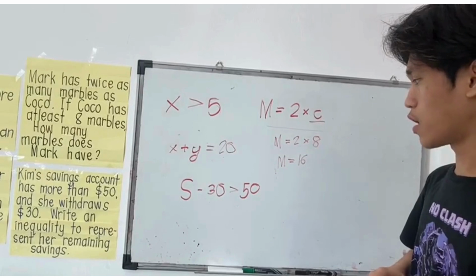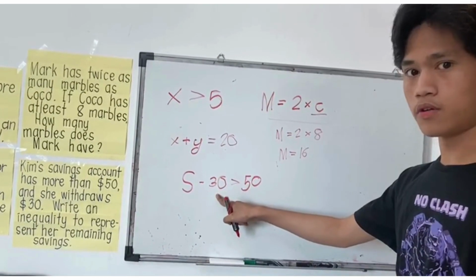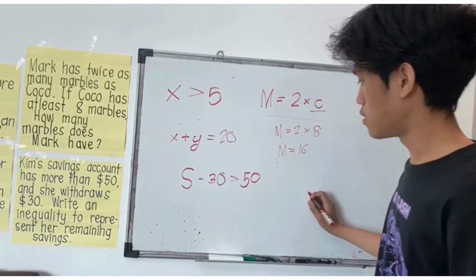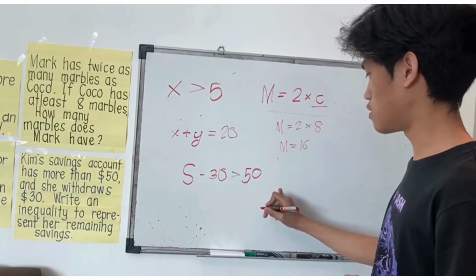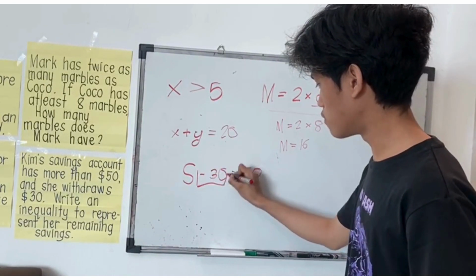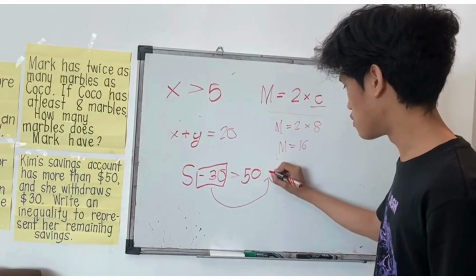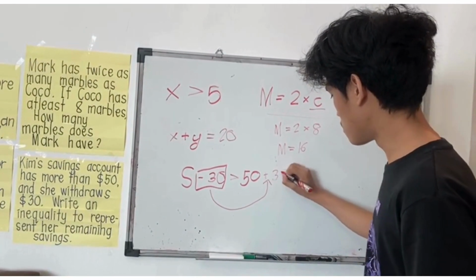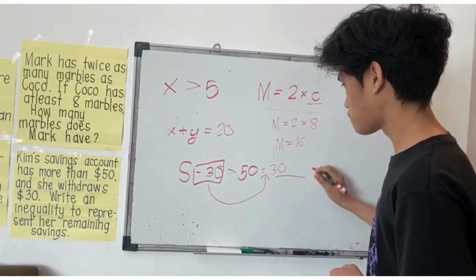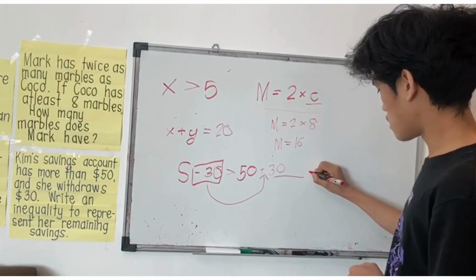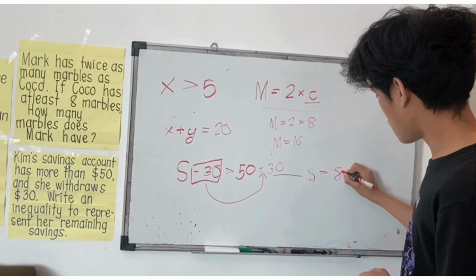But since we have to isolate the variable, I have to remove the number 30 and put it to the other side. And like I said, if we do something on one side, we have to do it on the other. So since I'm going to remove this and put it here, this is going to turn into positive 30. So we can rewrite this as Kim's savings account is greater than 80.